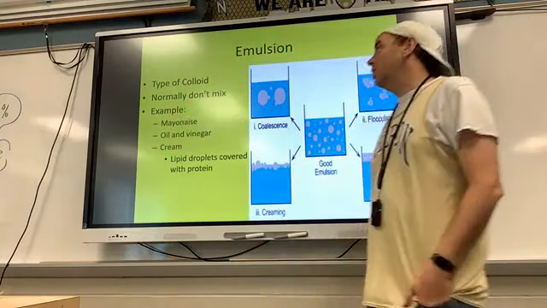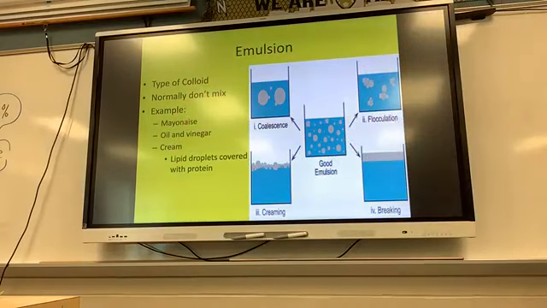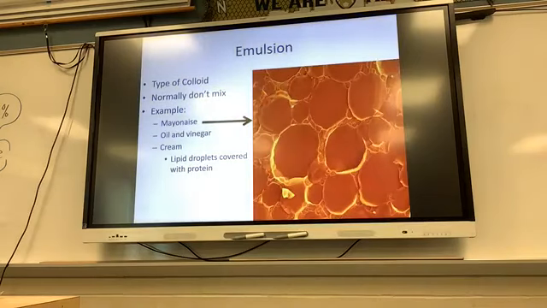But anyways, emulsions are a special type of colloid. Okay, remember, one of those is a suspension, one of those is a colloid. So this is a zoomed in picture of an emulsion. So that's what your mayonnaise would look like under a microscope.